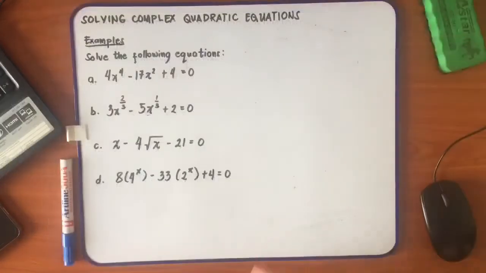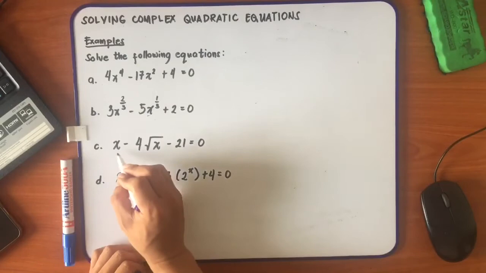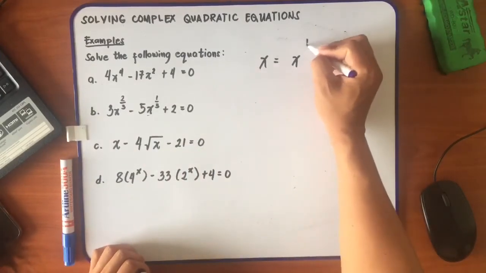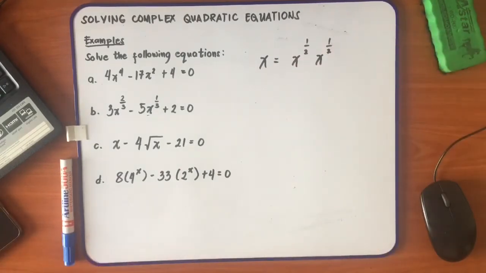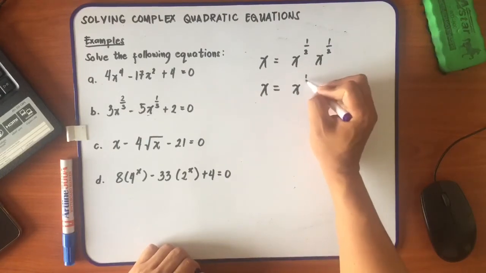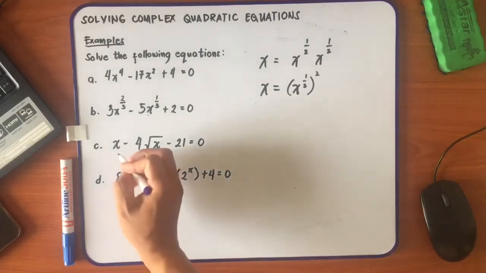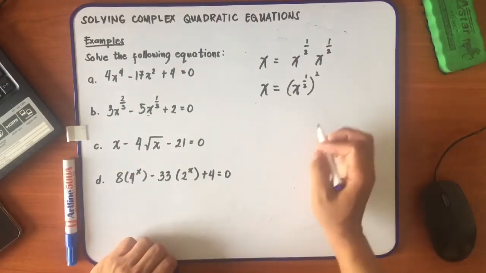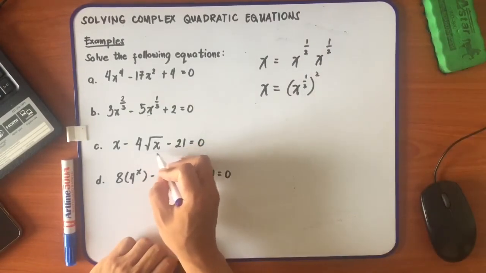Let's go to letter C. You notice this one? This can also be x is equivalent to x to the power of 1/2 times x to the power of 1/2, or it can be written as x is equal to x to the power of 1/2, to the power of 2. Also remember, x to the power of 1/2 is equivalent to the square root of x.